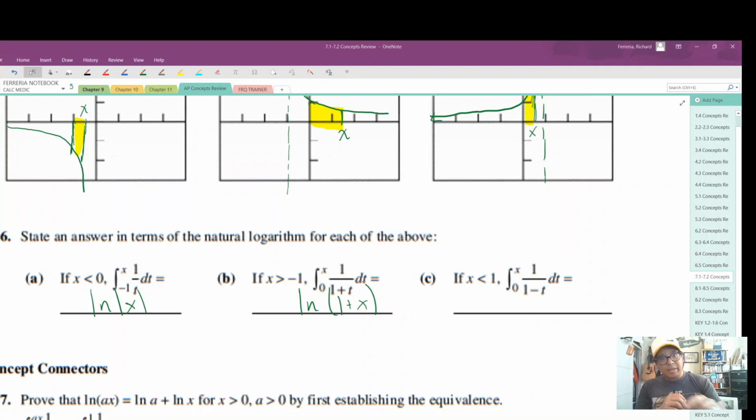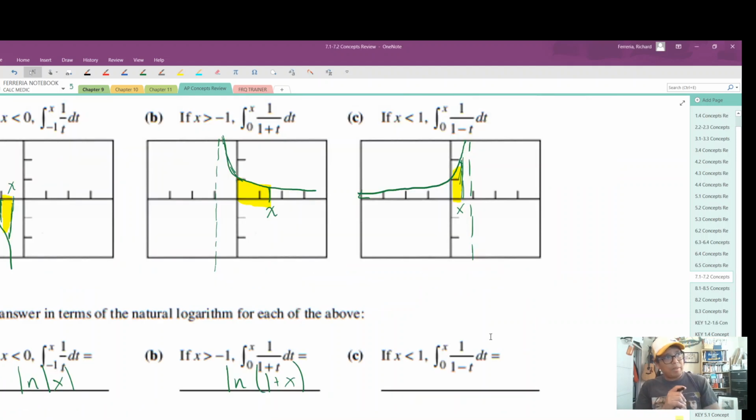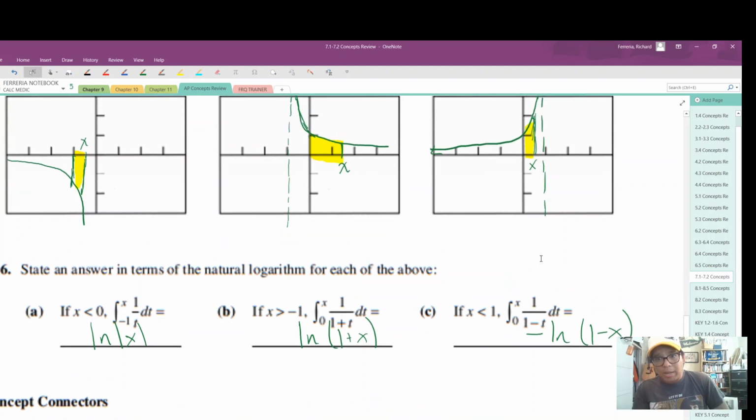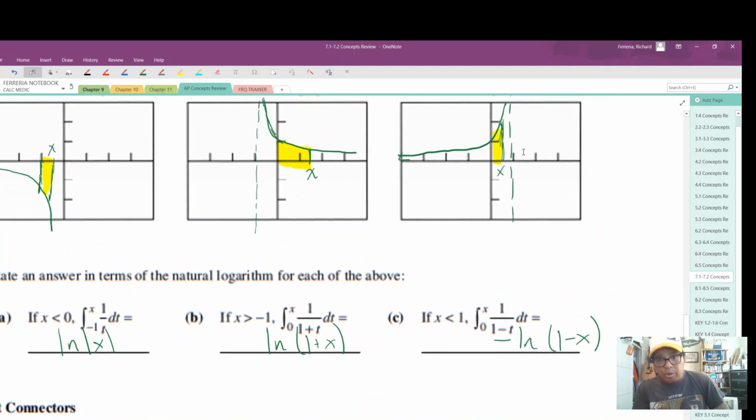Taking a look at C, this time the area is going to be on the other side, so we can imagine what it would look like if it was reflected on the other side of that asymptote. And what we get is negative natural log of 1 minus x. Now the natural log of 1 minus x would be this curve over here. And if we want to go from 0 to x, that would produce a negative. So we have the negative sign there to give us a positive area this time. Okay.